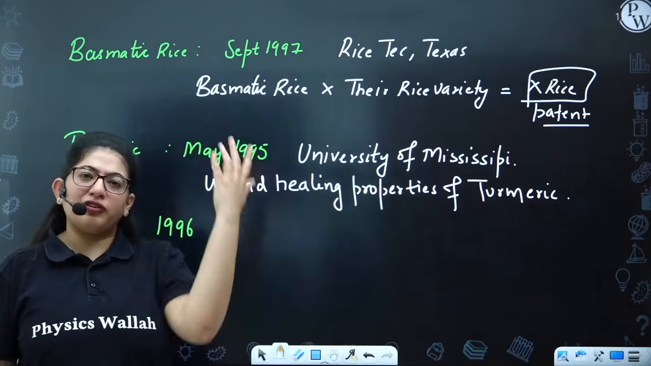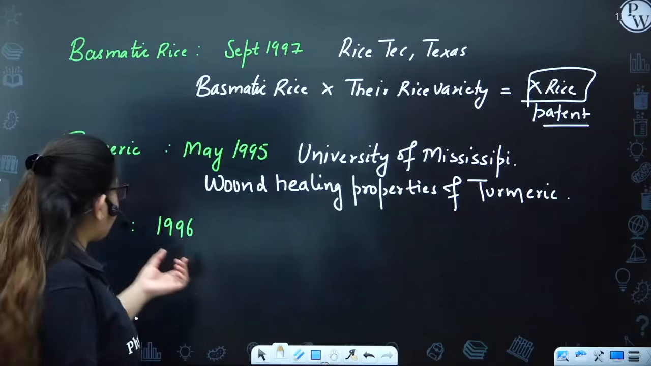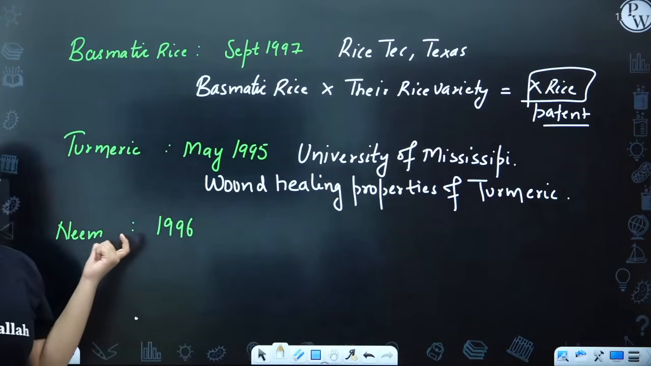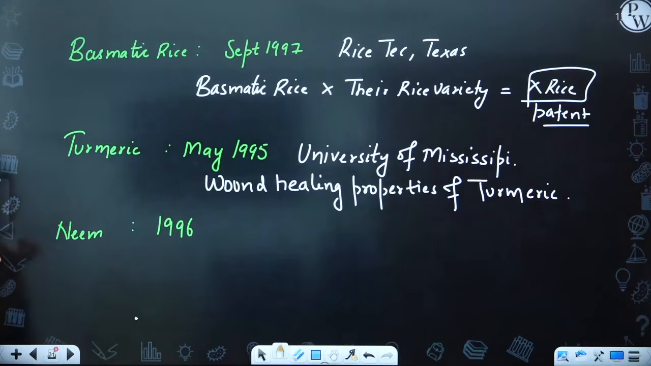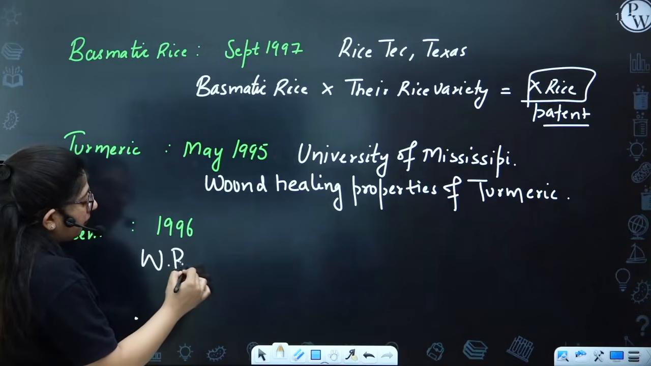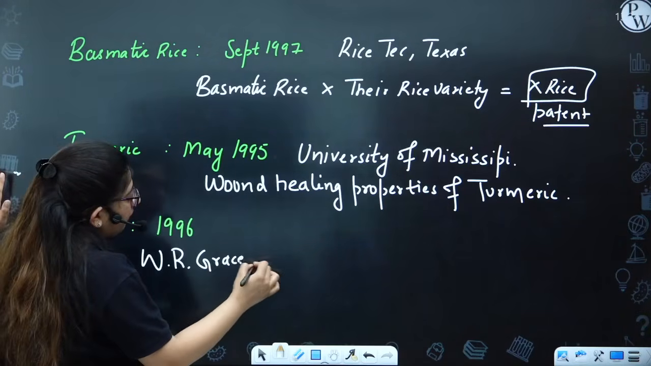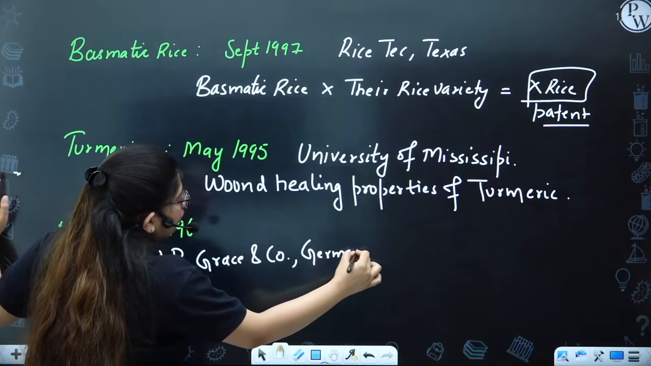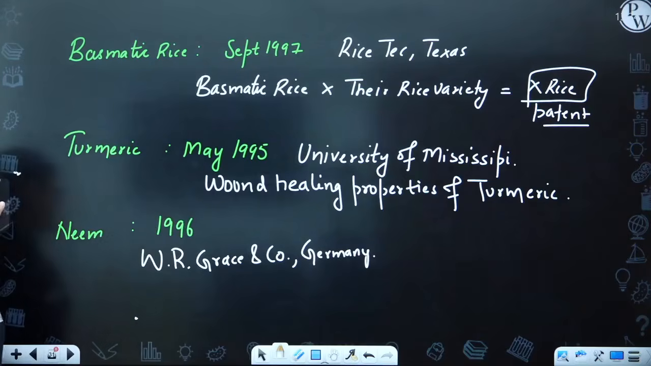The thing which we know from the ages, right? Again, neem has insecticidal properties, right? So this neem's patent was taken in 1996 in Germany, right? There was a company known as W.R. Grace and Company in Germany. They took the patent of neem.